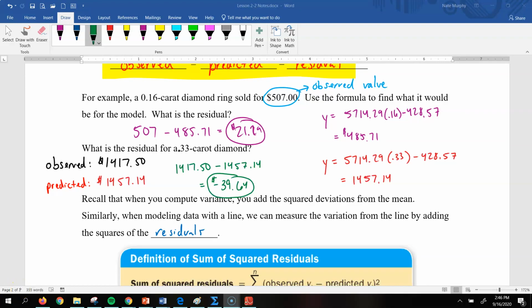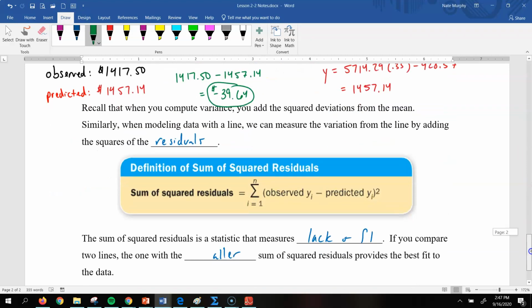All right, so how did you do? For the predicted value, you should have gotten $1,457.14. Again, you take the observed value, what that diamond actually sold for, subtract from it what you predicted it would sell for, and that gives you the residual. This time our residual ends up being a negative number, negative $39.64. We're just dealing with estimates, so we could round this and say it's about a $40 difference. Since it's negative, it sold for $40 less than what we expected it would sell for. That's the purpose of a residual.